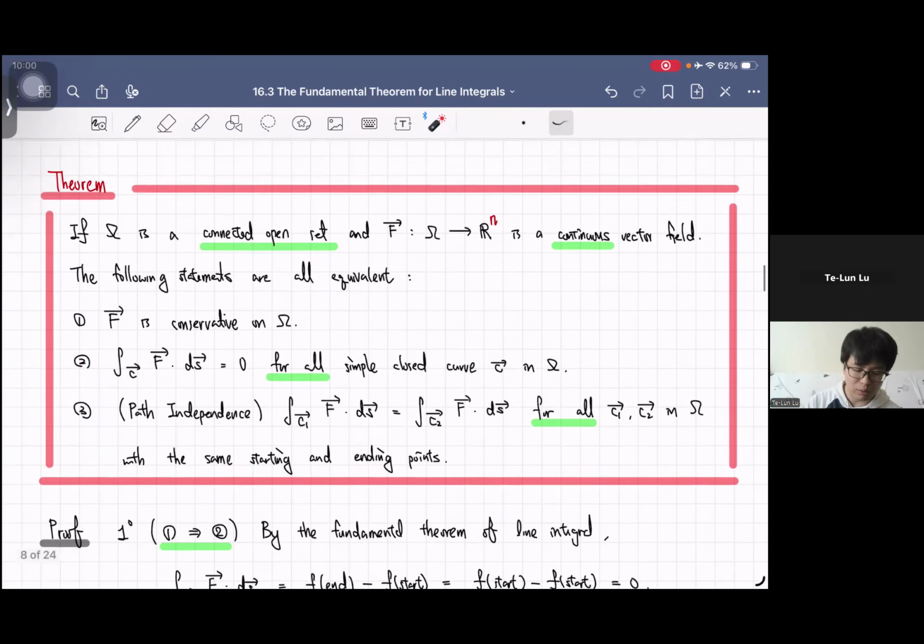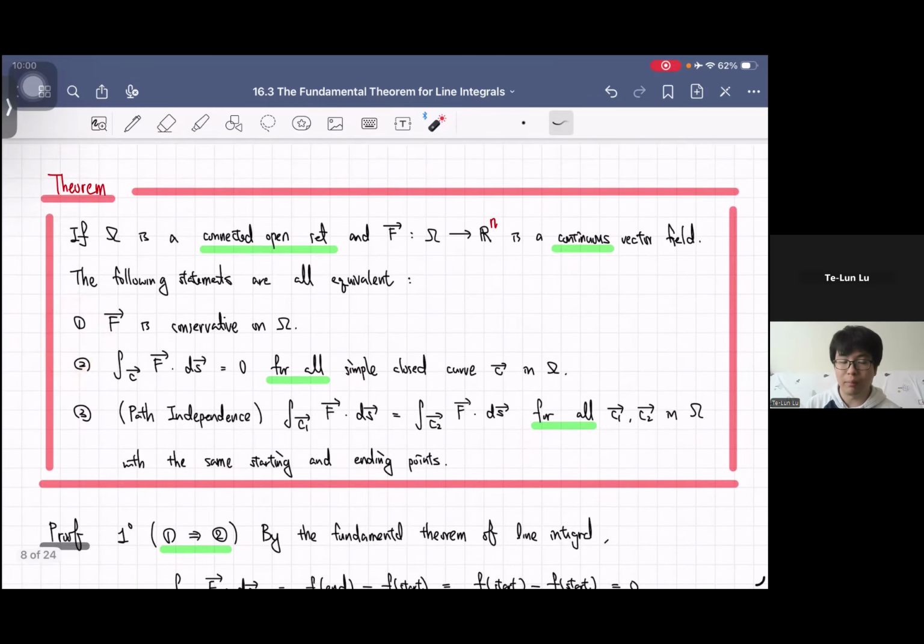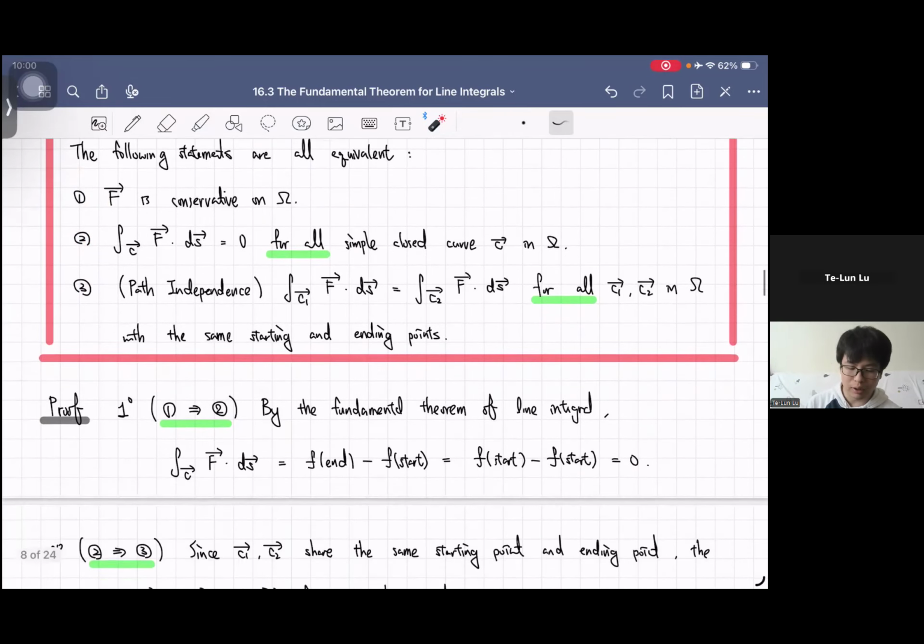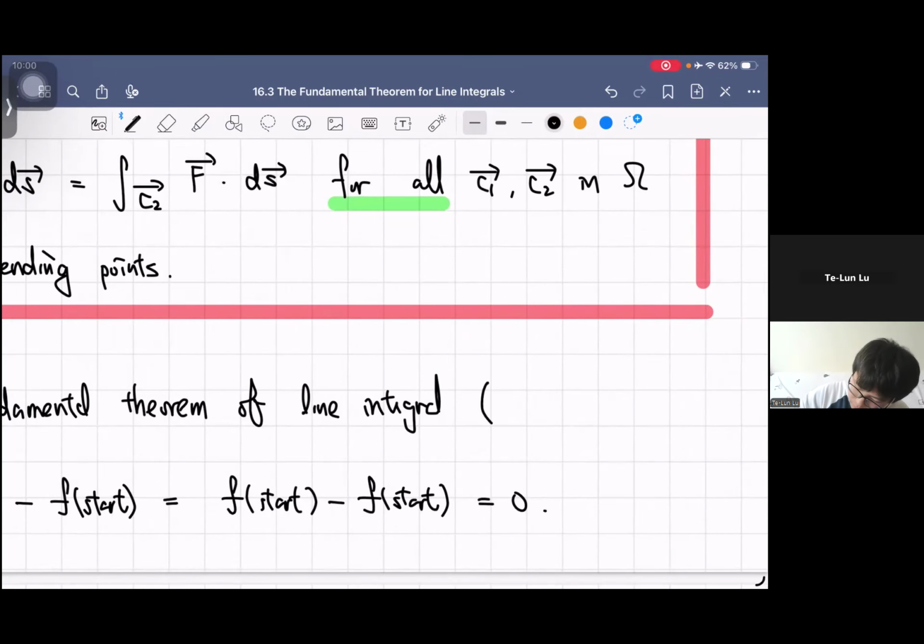So first of all, 1 to 2 actually follows directly from the fundamental theorem of line integration, because we know that as long as F is conservative, F is equal to some gradient of f, right? So let me mention that here. Suppose we write F, the vector field, to be the gradient of f.